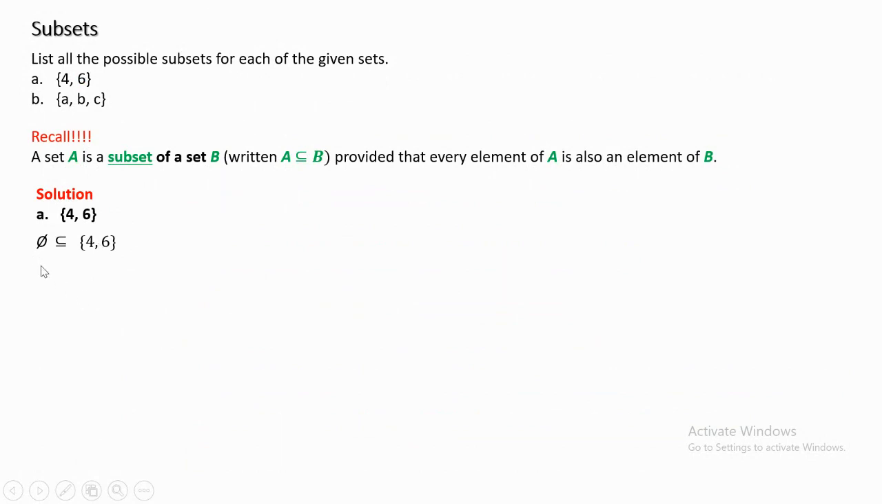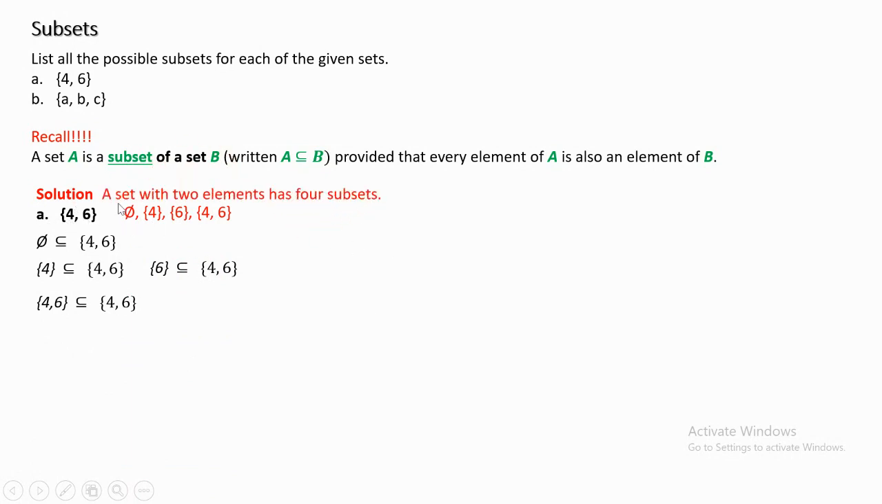Then let's go one element at a time. The set 4 is a subset of the set 4, 6. Also, the set 6 is a subset of the set 4, 6. And a set is always a subset of itself. So these are the ways it can be: 1, 2, 3, 4. So there are 4 subsets of any set with 2 elements. A set with 2 elements has 4 subsets.